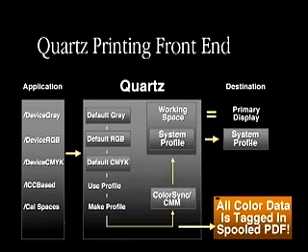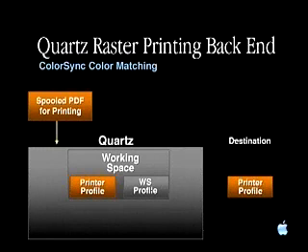There is one very important fact about the spooled data. As I pointed out here, all color data is tagged in spooled PDF, and profiles are assigned to the data exactly the same way as they were for ColorSync processing. Quartz is also used to rasterize this spooled PDF at the printing backend.